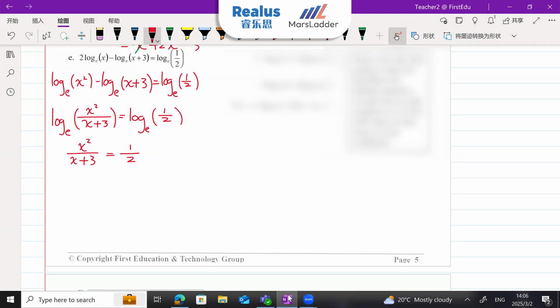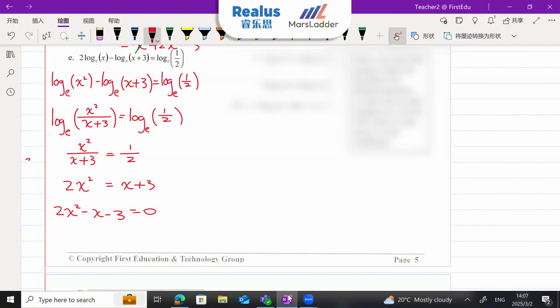Okay, so it should be beyond this point, right? x squared over x plus 3, that makes one singular log on the left-hand side, and then you have log base e of a half on the right-hand side, which means you can take these two logs out. You get x squared over x plus 3 equals a half. Multiply both sides by 2 times x plus 3. Left-hand side becomes 2x squared, right-hand side becomes x plus 3, which means 2x squared minus x minus 3 equals 0. Right, so this is a full-on quadratic that you're solving.